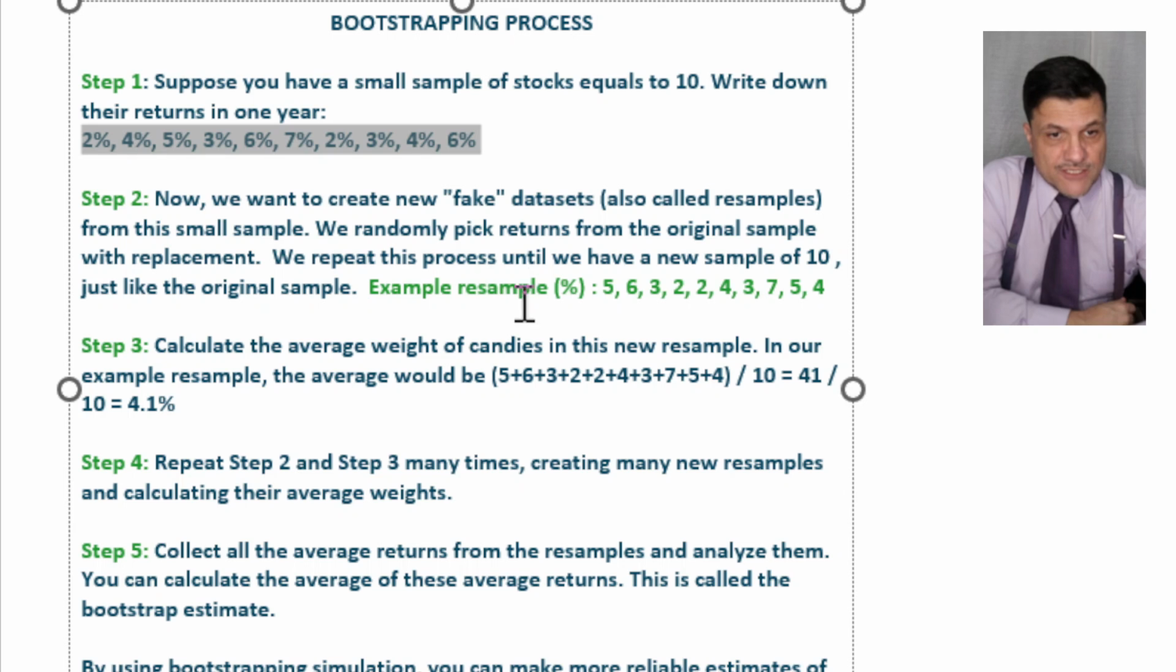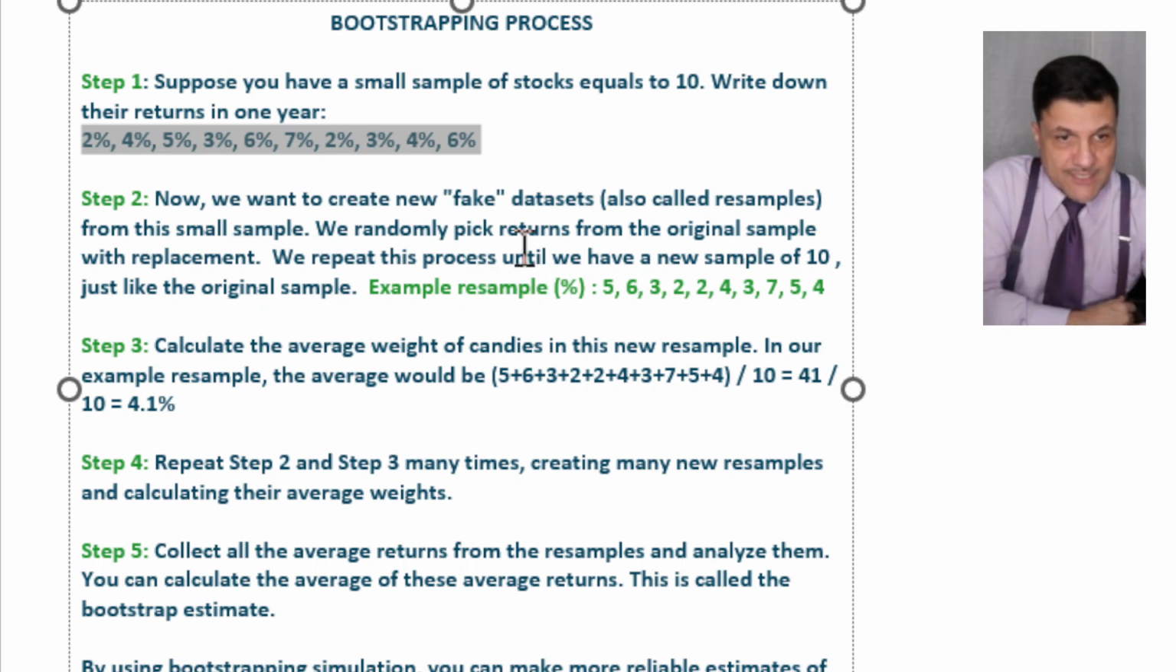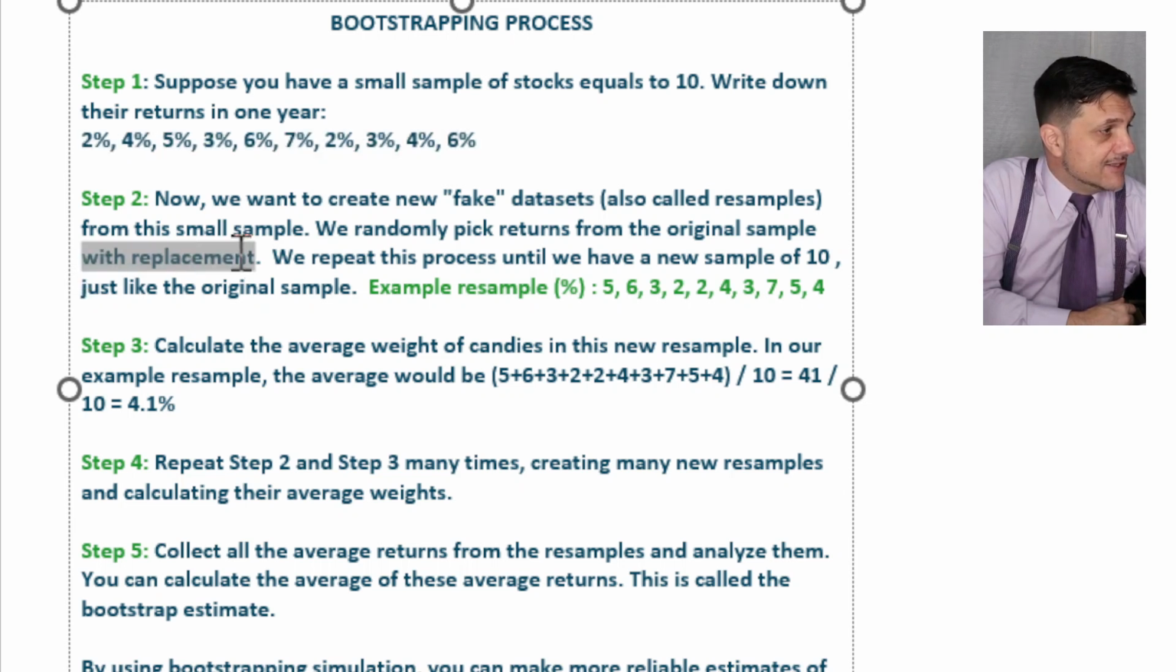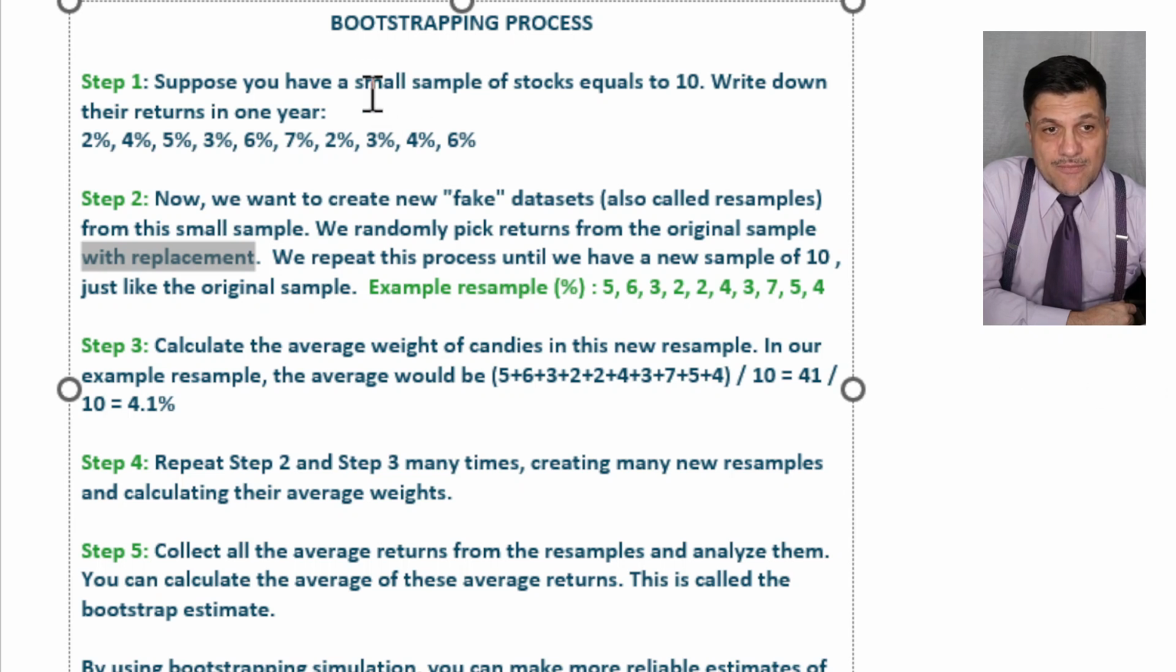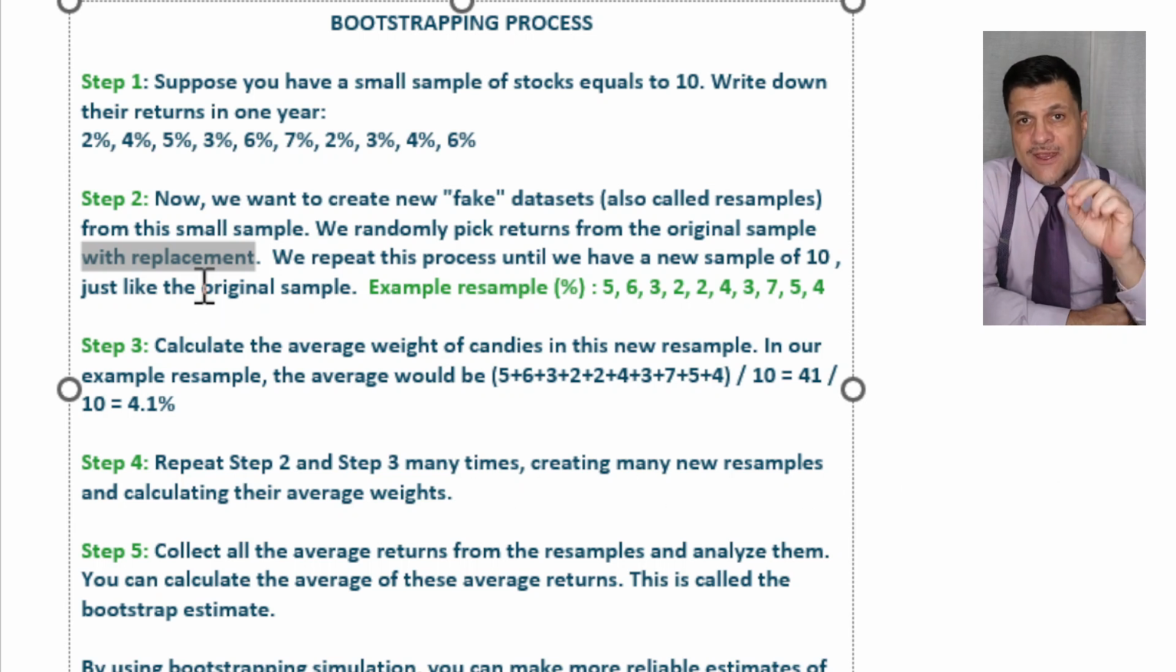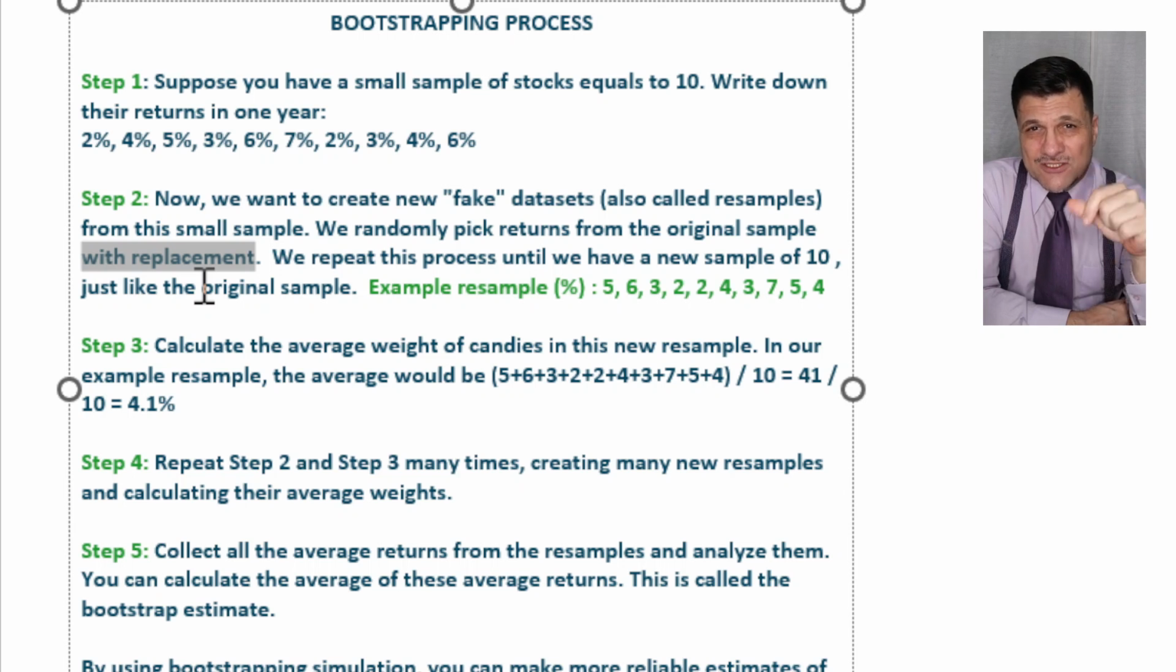So I go there and I pick one. You randomly pick returns from the original sample with replacement. I'm going to highlight this, with replacement. It's important in the bootstrapping process. The next method they'll learn in the next video is the jackknife, where you do not replace. Know the characteristics of each method, because that could be a true or false, or least likely, most likely question.